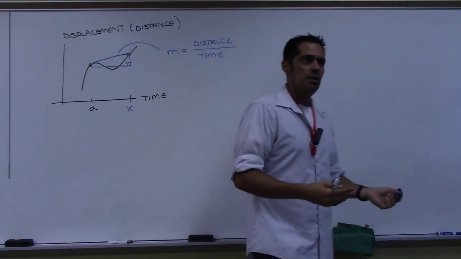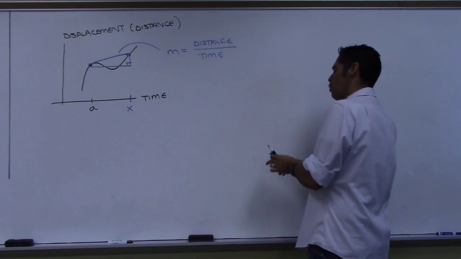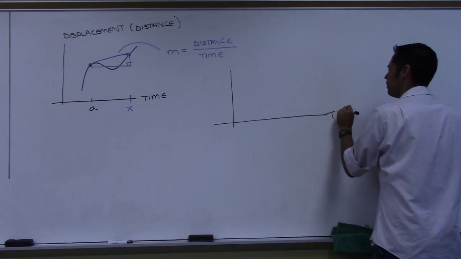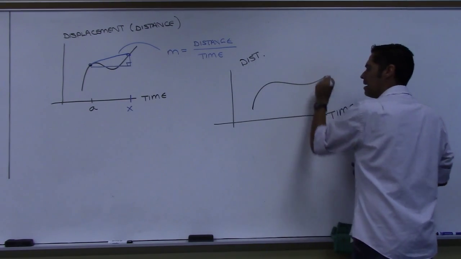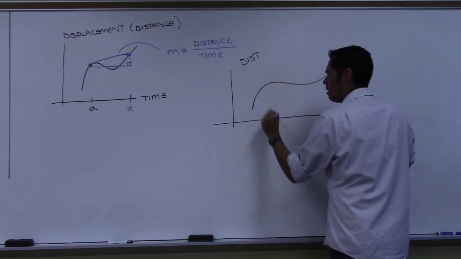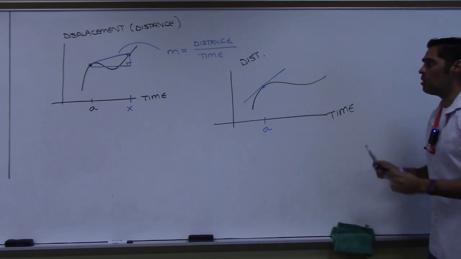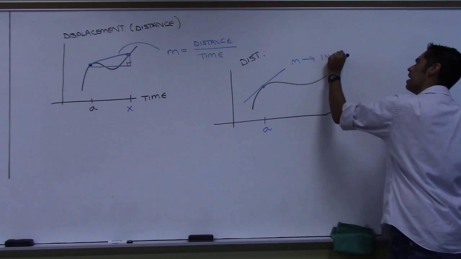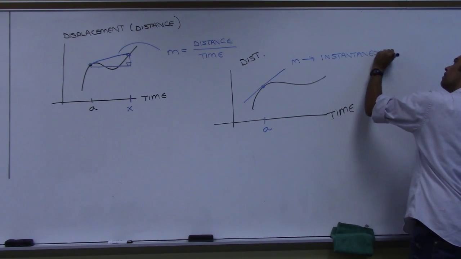Understand? But with this idea, I can actually get rid of the whole other point. I can take an object, time again, distance here. I can go to any point I want on the graph, and I can find that tangent line. And that slope should represent what we call the instantaneous velocity.